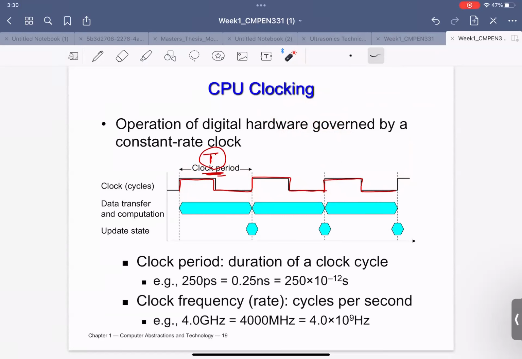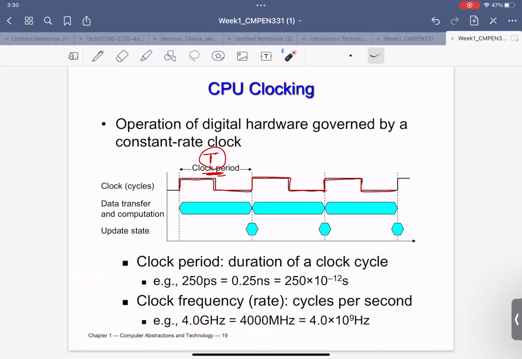So suppose that this T is 0.25 nanoseconds. So it's actually 3 multiplied by 0.25 nanoseconds. One other thing I would like to highlight is that we can also calculate the clock frequency or the rate from the T. How? F is equal to 1 over T. So the frequency will be actually 4 gigahertz or 4,000 megahertz in this case.